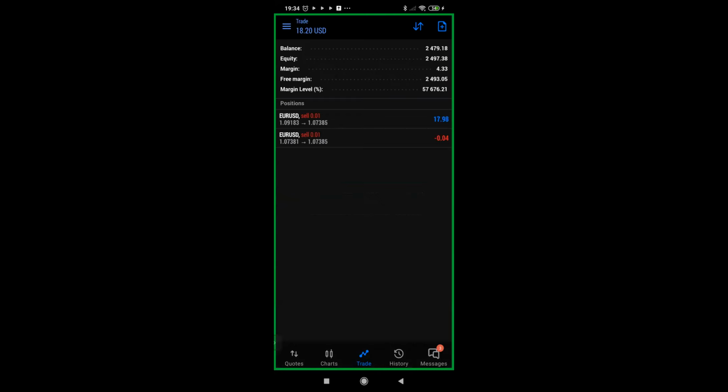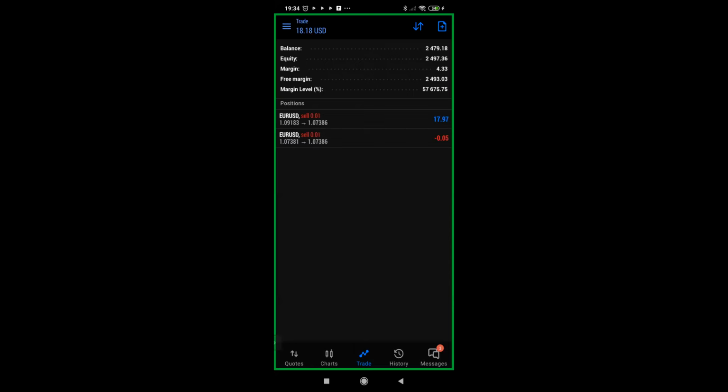You can see that I'm in a loss of 2 or 3 cents right now. The trade at the top is a trade that I opened a long time ago. You can see that that particular trade is in profit of $17. But the one that we just opened now is in 4 cents loss.